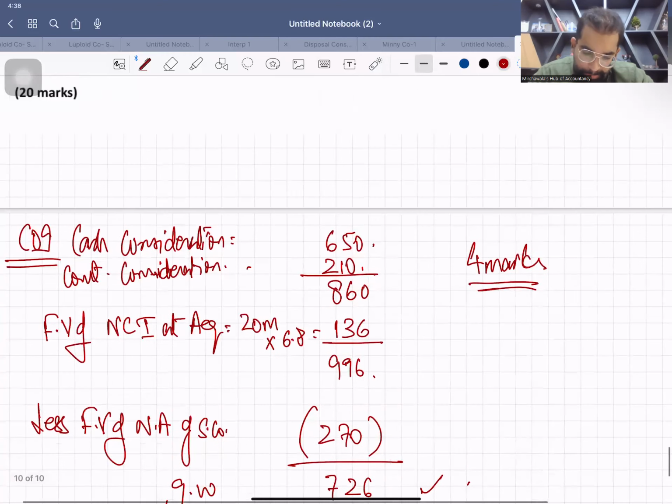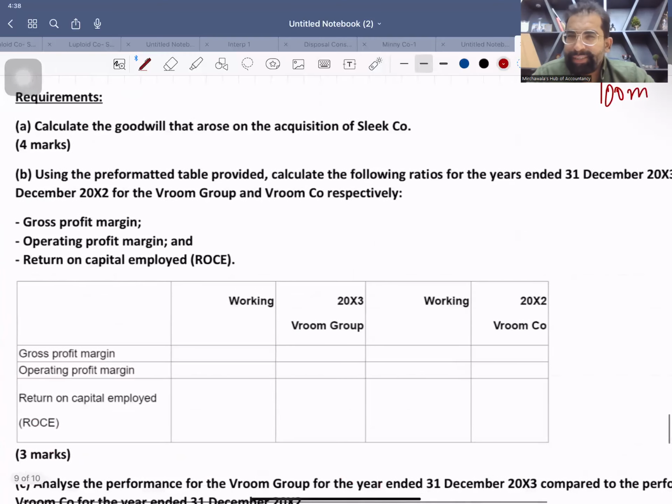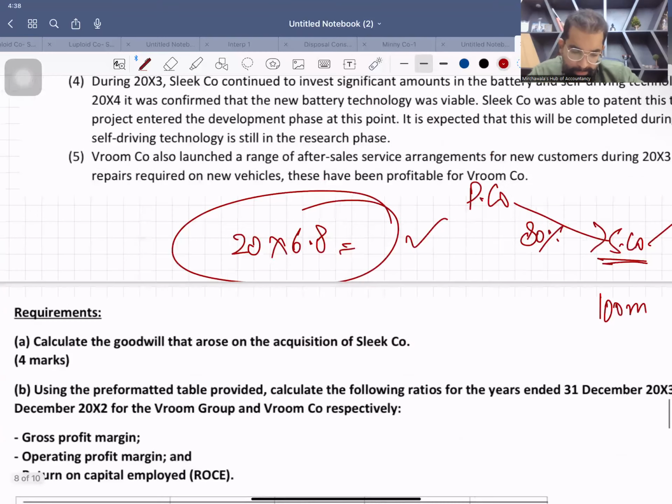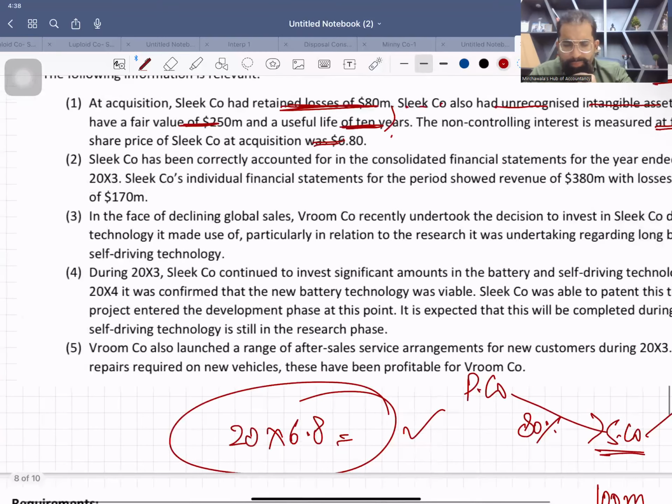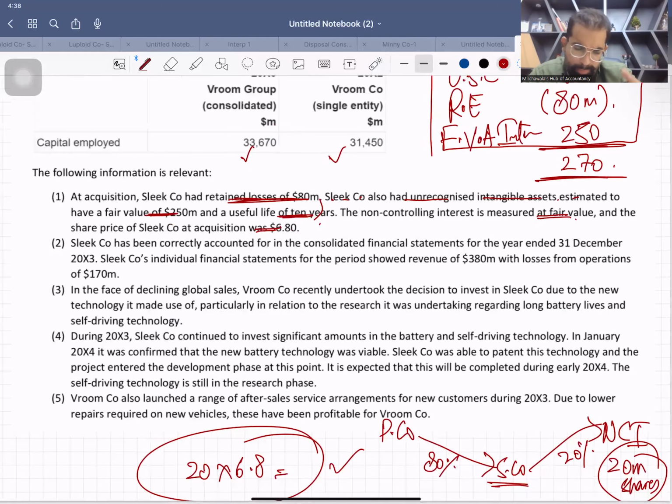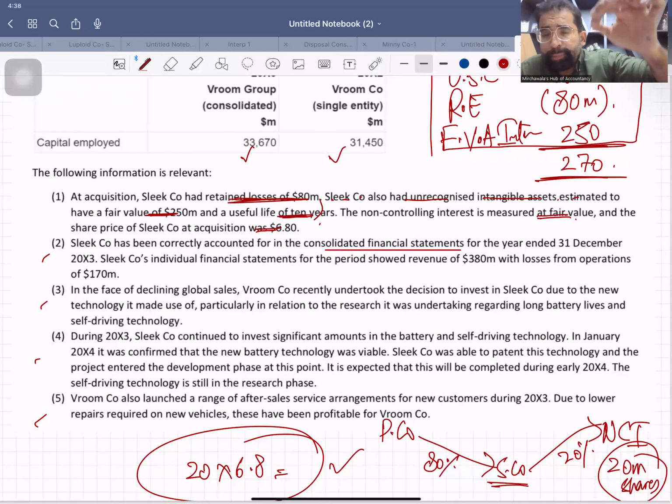Okay, next thing. Super easy, but I would request you to read the next 3 points, 2, 3, 4, and 5, and then we'll do the practical plus theory together. Sleek company has been correctly accounted for in the consolidated financial statement. That means all the excess depreciation, everything is recorded perfectly according to the consolidation rules. Their accountant is perfect, right?